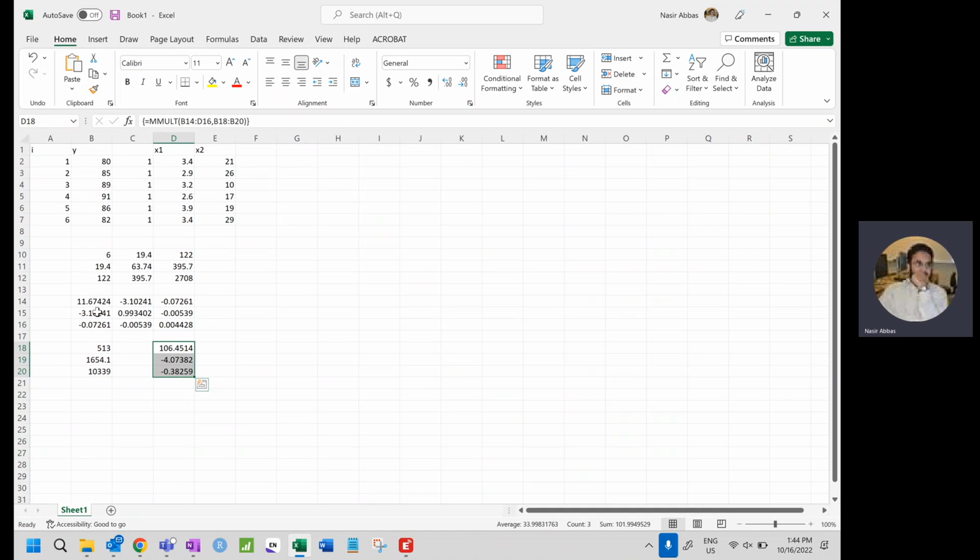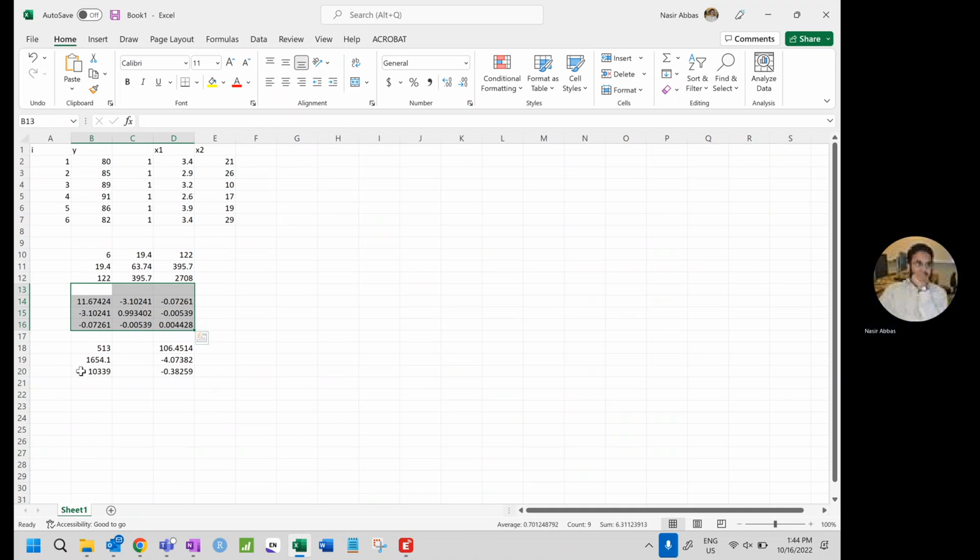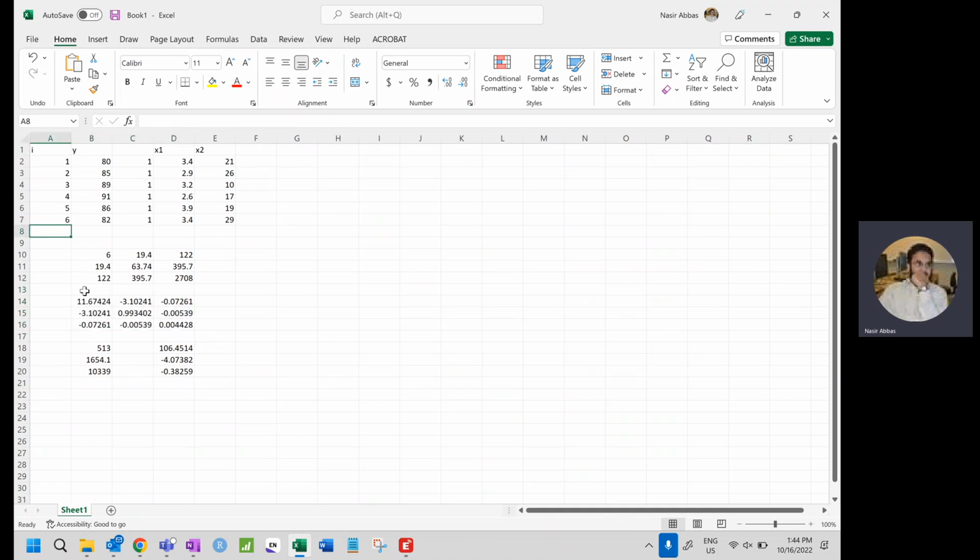Using data analysis? Yes. Because the data analysis will not give you the prediction interval and confidence interval, which I will use later. This one is for the interval. I'll use that.